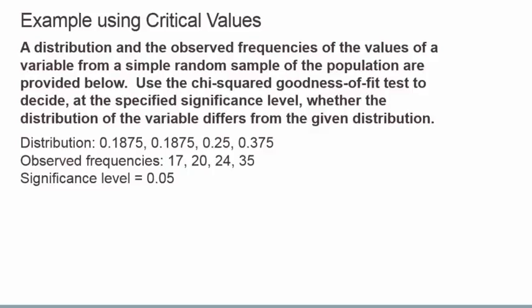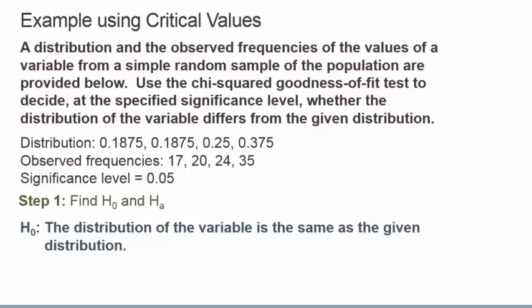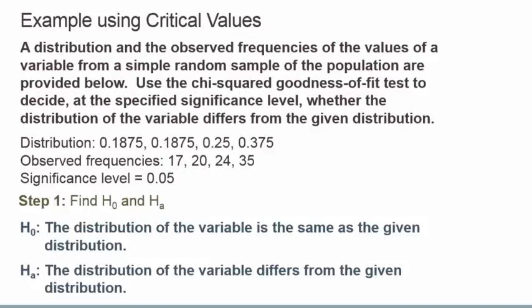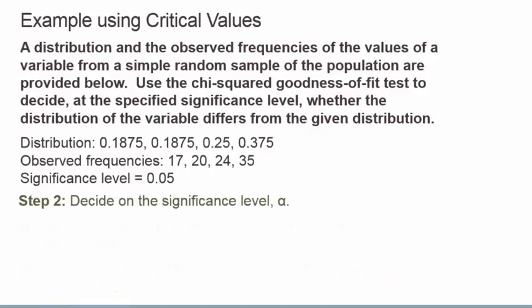Significance level 0.05. Step 1. Find H sub 0 and H sub a. For the chi-square goodness of fit test, H sub 0: the distribution of the variable is the same as the given distribution. H sub a: the distribution of the variable differs from the given distribution. Step 2. Decide on the significance level alpha. We are told that alpha is 0.05.